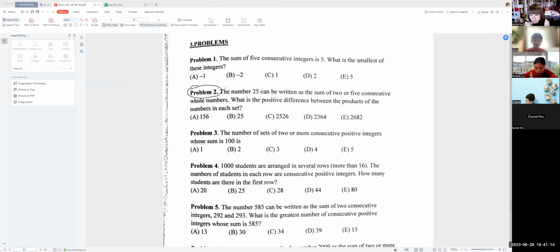The number 25 can be written as a sum of 2 or 5 consecutive whole numbers. What is the positive difference between the products of the numbers in each set? 好，我先教你一下什么意思啊？他说25可以写成 the sum of 2 numbers or sum of 5 numbers. 对不对？We can do that, right? So we want to find out the product of each set of numbers. Get it?